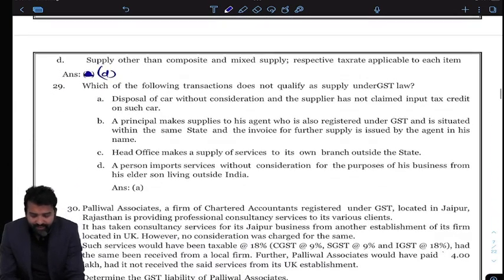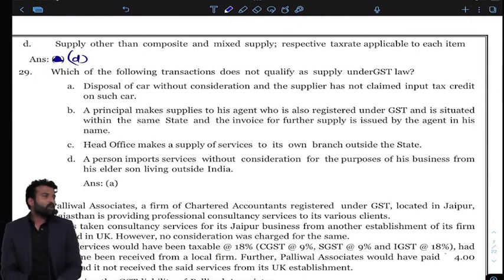Question 29, give me the answer. Which of the following does not qualify as supply under GST law? Disposal of a car without consideration where the supplier has not claimed ITC. Of course, the first one is not a supply.